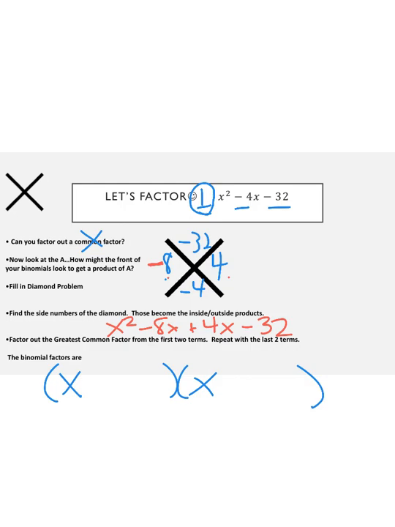Since we have a 1 in front of the x squared, the biggest thing we can take out right now is an x. We get x minus 8. That's one of our factors. And then here, the biggest thing we can take out is a 4, and we're going to get x minus 8 again, proving that that is one of the factors. And then the other one would be x plus 4.